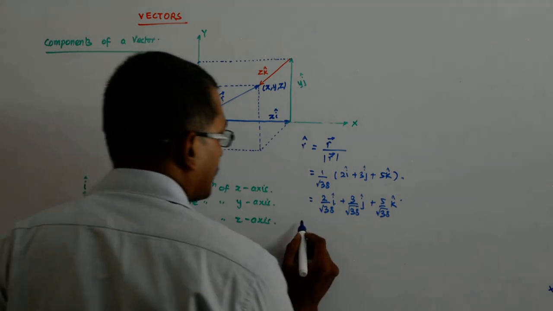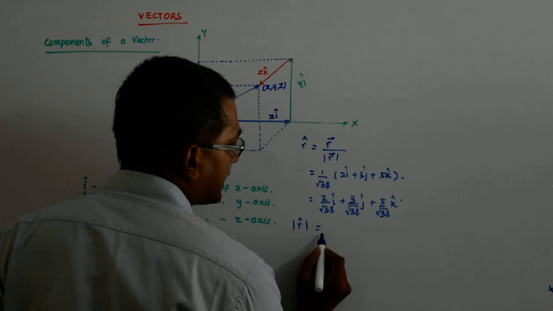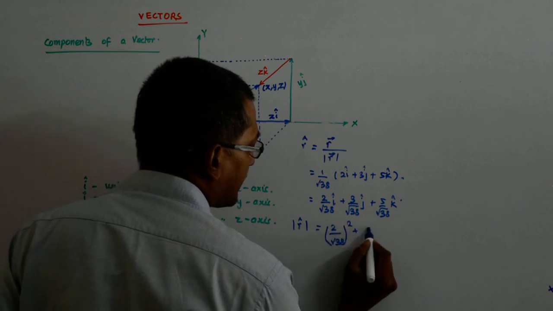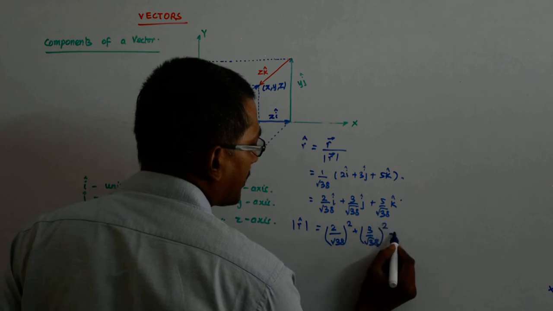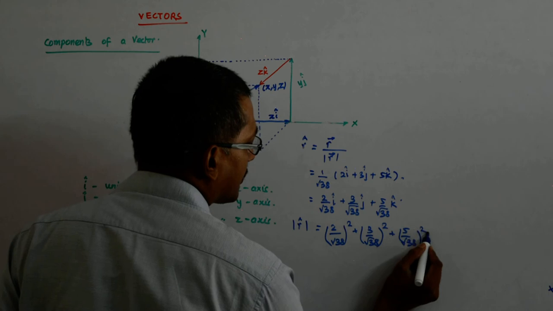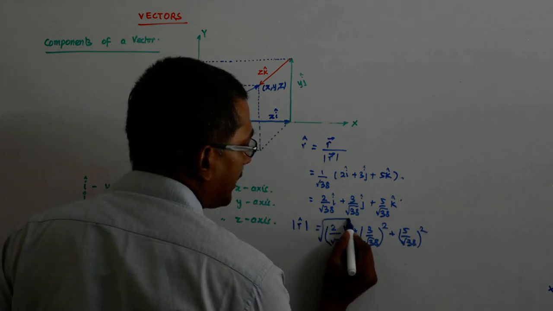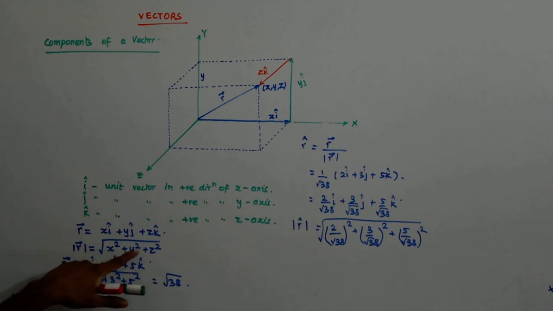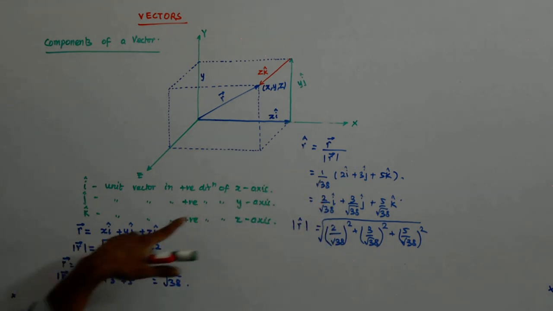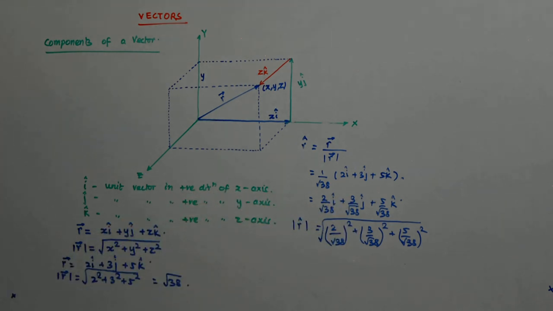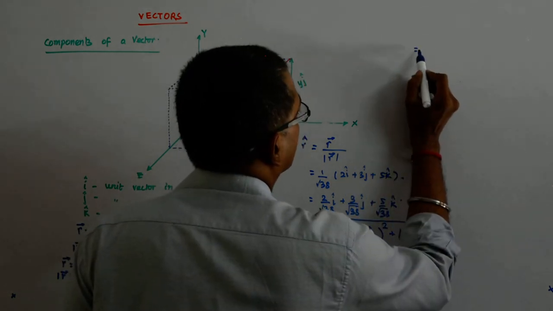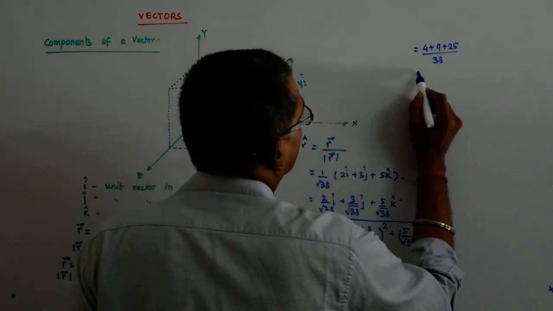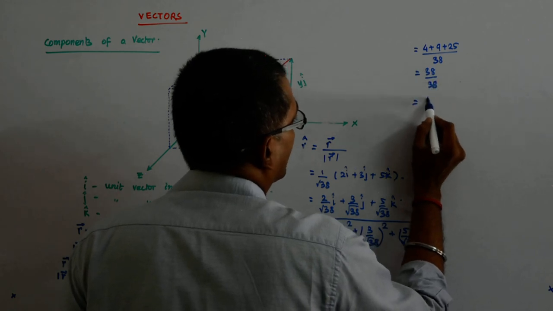Now, by the same formula, try finding out the mod of r cap. It is the root of 2 upon root 38 square plus 3 upon root 38 square plus 5 upon root 38 square. The coefficients of i, j, k I have squared and added. Here x was 2 by root 38, y was 3 by root 38, z was 5 by root 38. So what do we get? 4 plus 9 plus 25 upon 38, which is 38 by 38, which is equal to 1. So yes, indeed it is a unit vector.